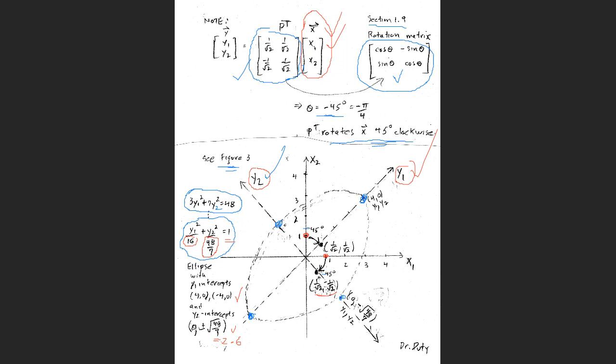I mean, with respect to the y1 and y2 axes, our ellipse is not oblique. Our ellipse is oblique with respect to the x1 and x2 axes, but with respect to the y1 and y2 axes, our ellipse is not an oblique ellipse. And that's one of the wonderful things about these quadratic forms.